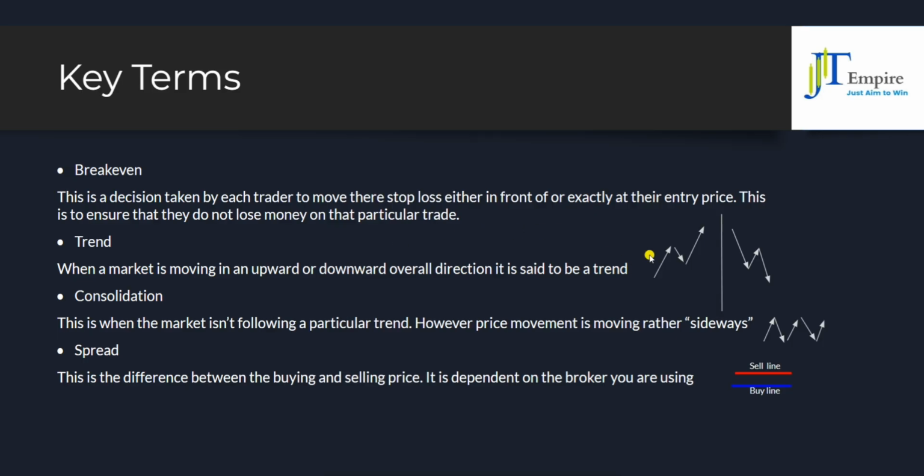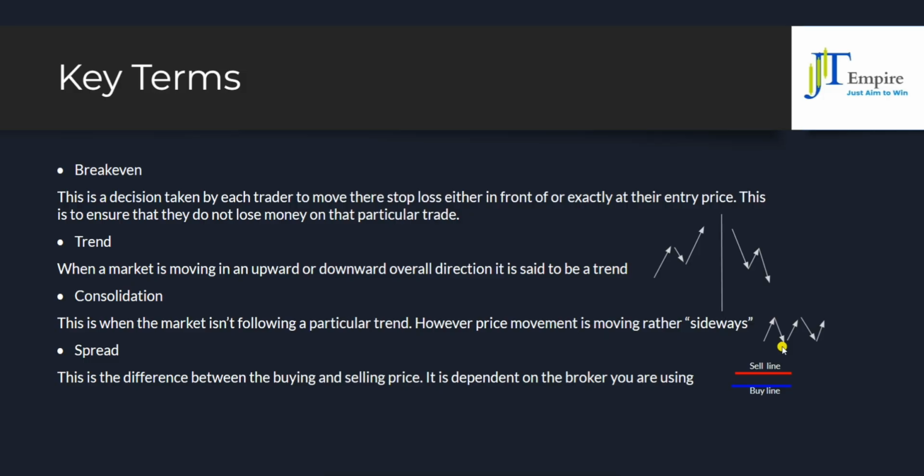And over here we have some sort of visual representation of that. On the left, the market is moving upwards, and on the right, the market is moving downwards. This on the left is an uptrend, on the right is a downtrend. Consolidation. This is when the market isn't following a particular trend. However, price movement is moving rather sideways. So you see up, down, up, down movement stuck in a particular box. It's not breaking this high and it's not breaking this low.